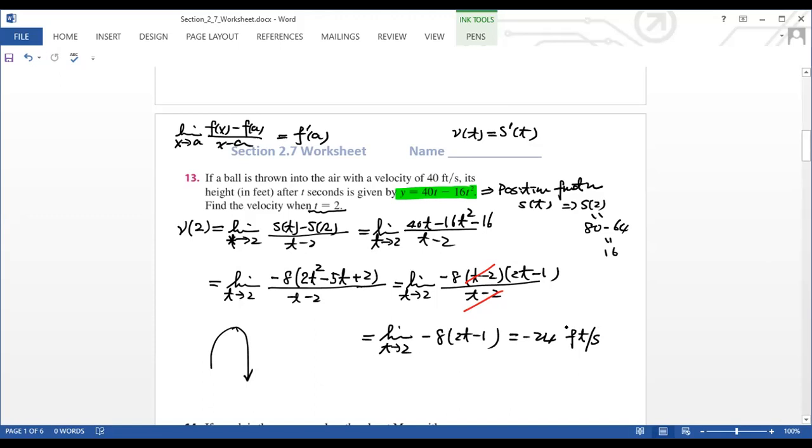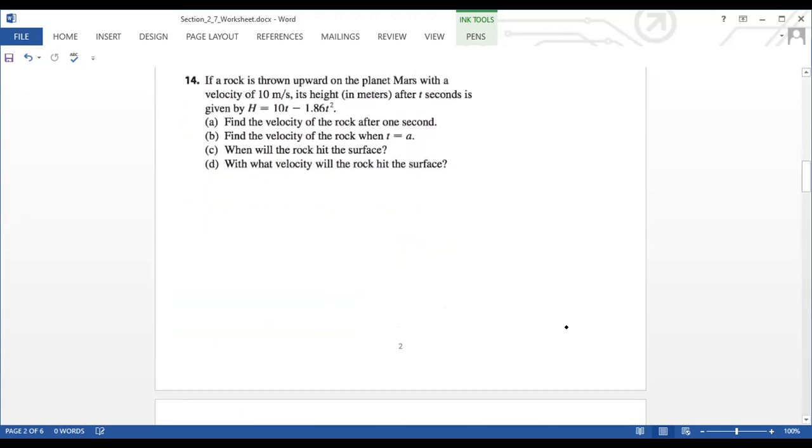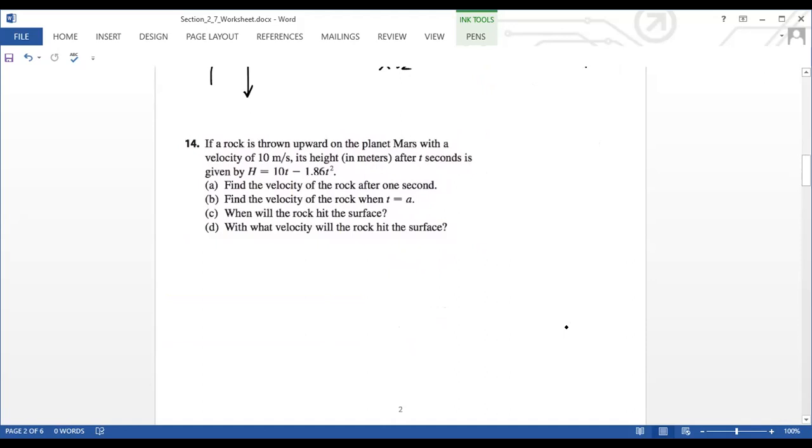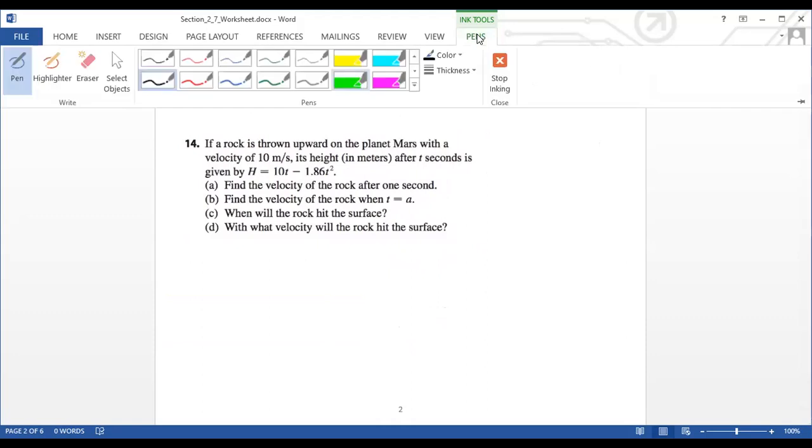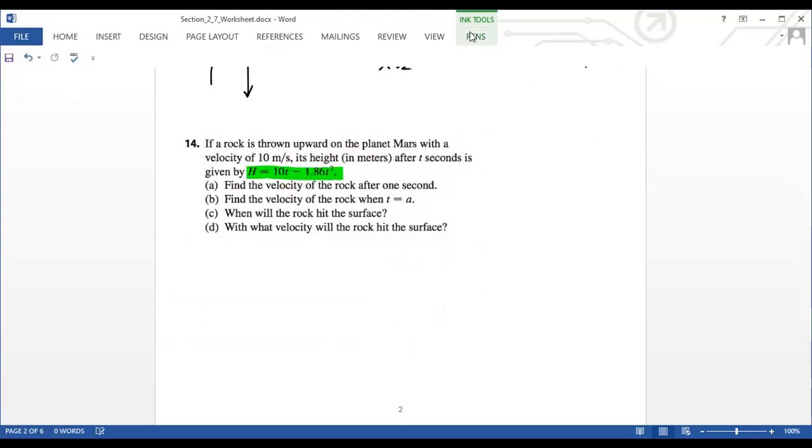All right, so now let's take a look at another one. It's the same thing. A rocket is thrown upward on the planet Mars with a velocity of 10 meters per second. After t seconds, this is the location, right? This is my position function, s(t), which is 10t minus 1.86t squared.